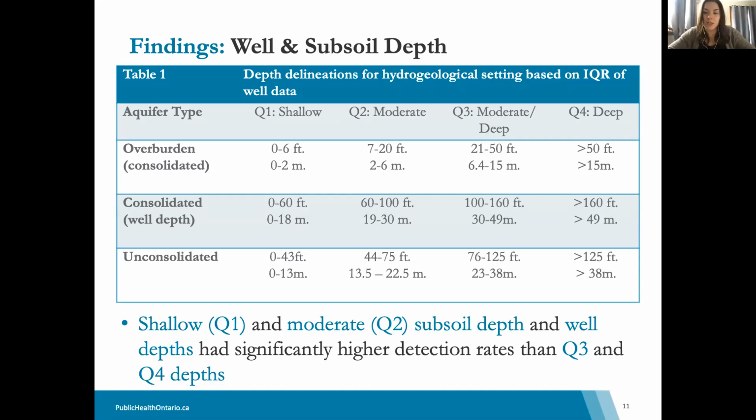The 4 delineations presented here, so Q1 to Q4, are based on the interquartile range of the data. Shallow and moderate overlying subsoils and well depths were associated with significantly higher detection rates in wells in Q3 and Q4 delineations. In fact, consolidated aquifers exhibited consistently higher detection rates compared to unconsolidated aquifers over the 8-year study period across depth delineations.